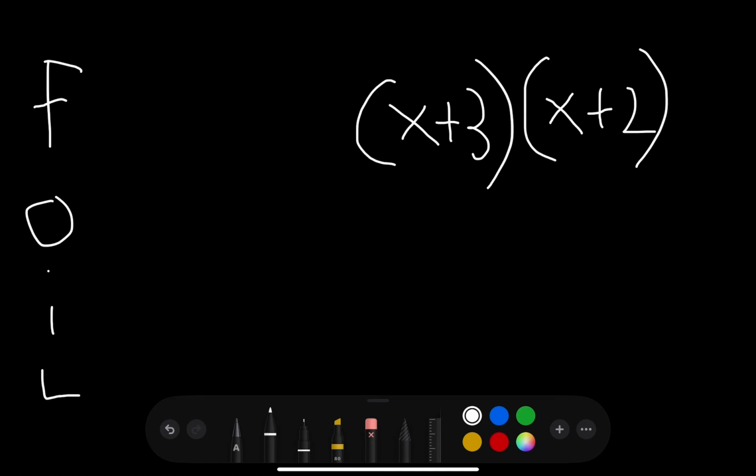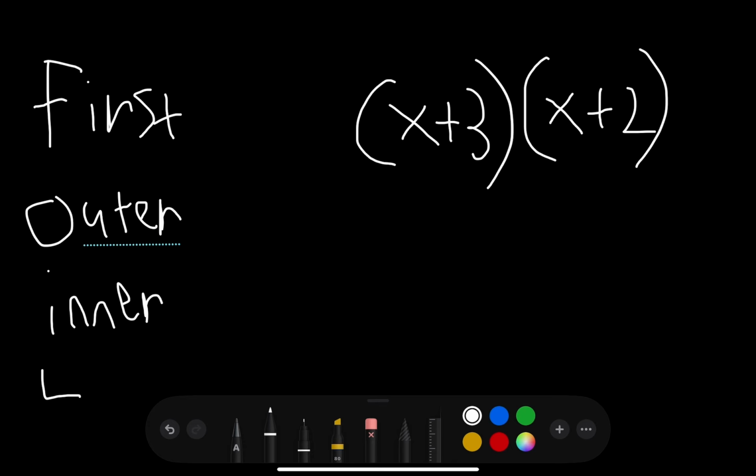Now, the FOIL method stands for four things. It stands for first, it stands for outer, it stands for inner, and it stands for last. Now, if you think all this seems complicated, trust me, it's really not. I will walk you step by step on how to multiply these binomials.